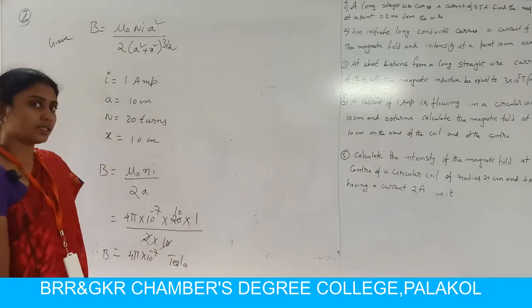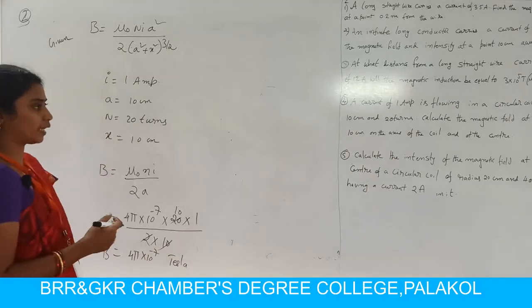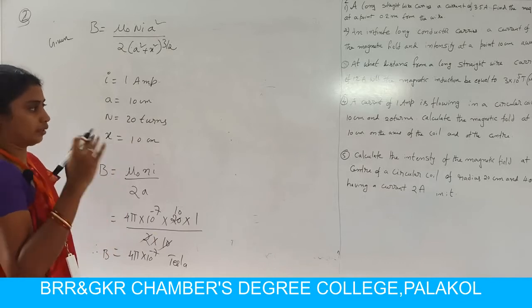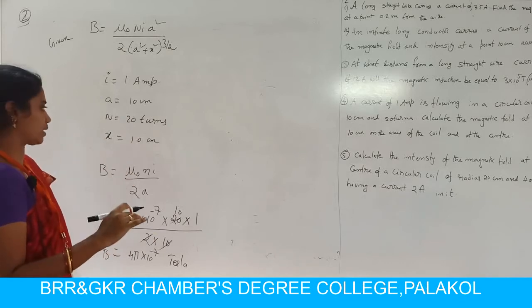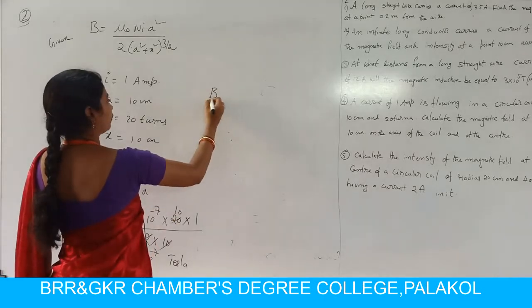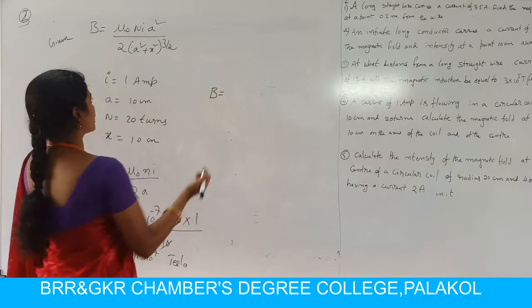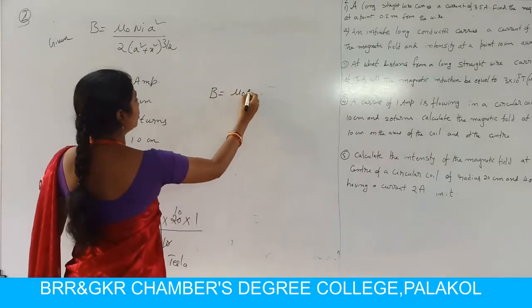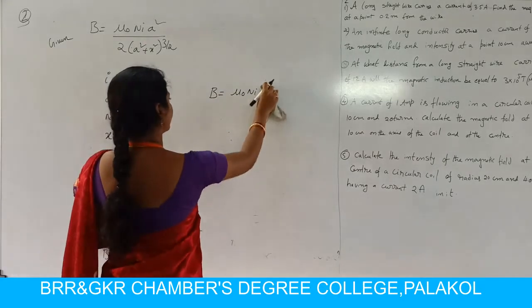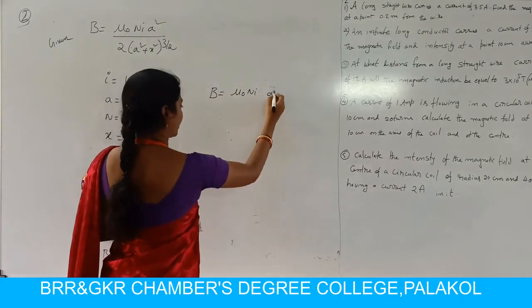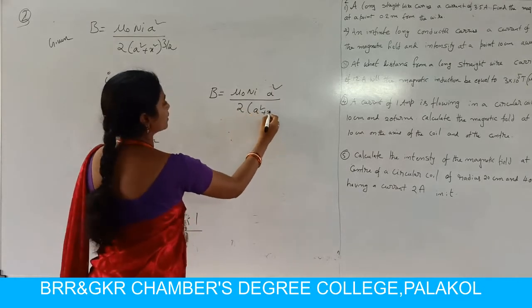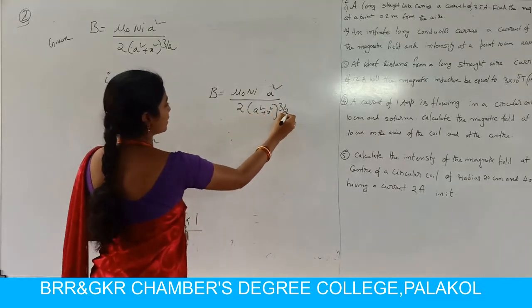Okay, and also we calculate another one, at a distance of 10 centimeters, which is given. So then the formula becomes, for a distance of 10 centimeters, B equal to mu naught N i A square by 2 into A square plus X square whole power 3 by 2. This is the formula.